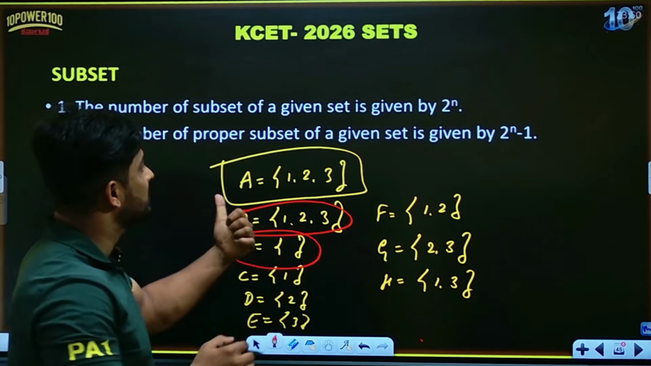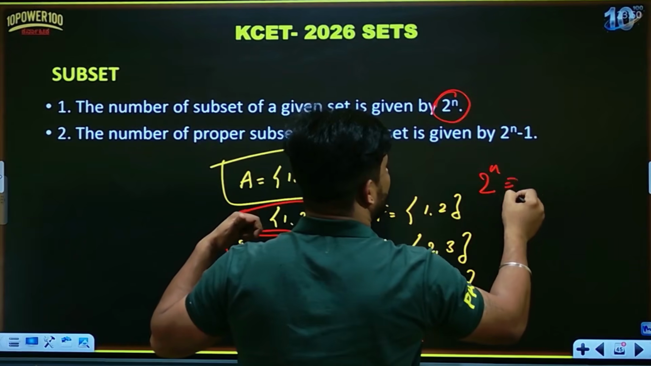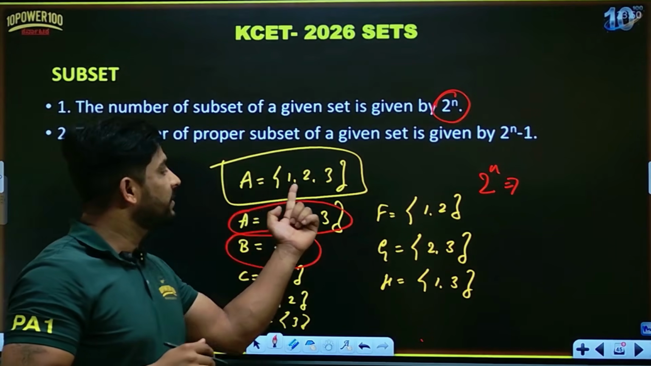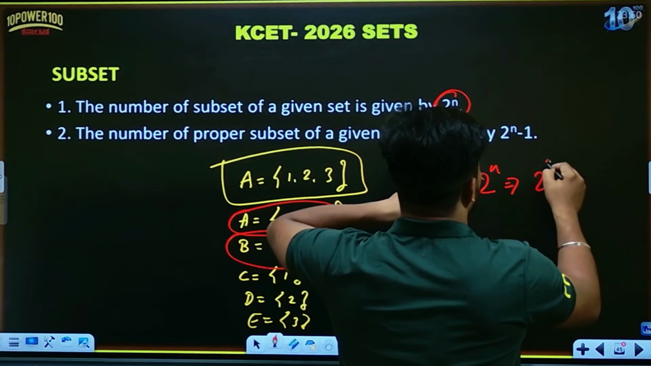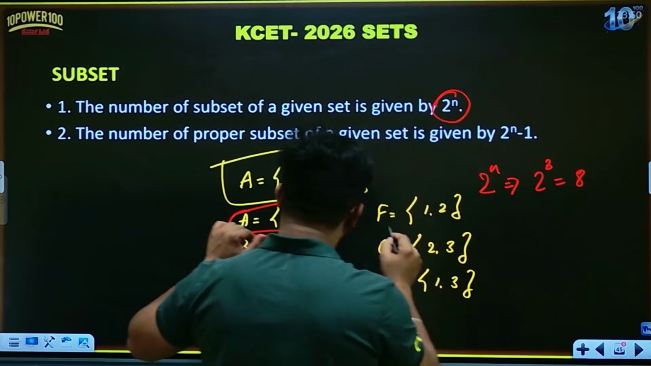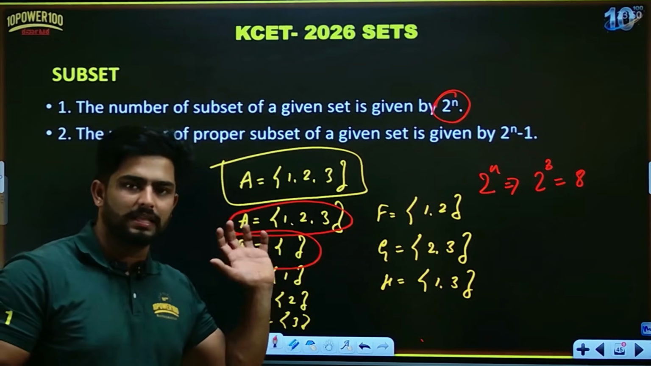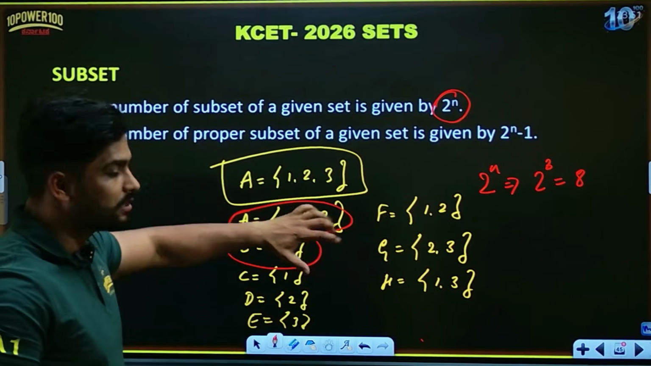So the number of subsets is actually 2 to the power n. Here n is the number of elements in the given set. So how many elements do we have? It's actually 3 elements, right? So that's why it is 2 to the power 3, which is equal to 8. So now we have 8 subsets. So this is the meaning of subset. Remember this, this concept can come later. So this is about the subset.